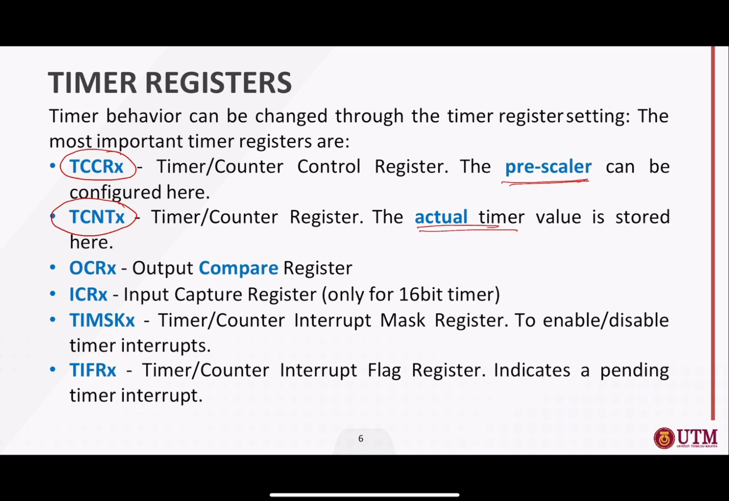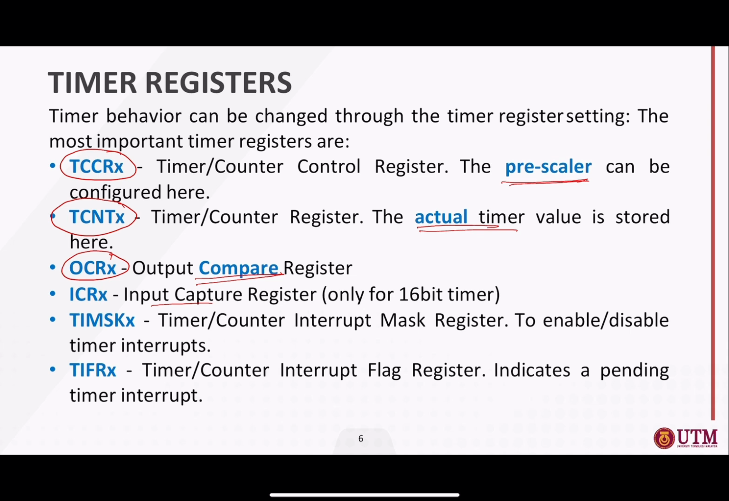Next is OCRX, the output compare register. In this register you compare the output, and if you choose the output compare interrupt, your interrupt will be triggered when there is a match in these registers. Then ICRX is the input capture register. It is only for 16-bit timers. With ICRX, you capture the pattern of your data to trigger your interrupt.